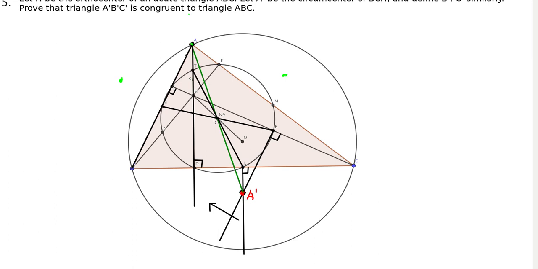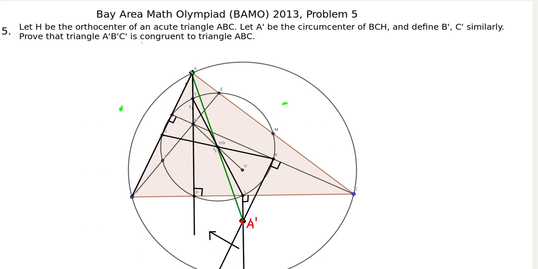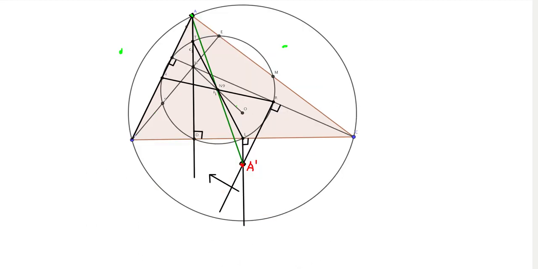But this is actually a complete proof, because this same argument goes for each of the circumcenters. A prime maps to A, B prime maps to B, and C prime maps to C, which is enough to conclude that the two triangles are congruent.